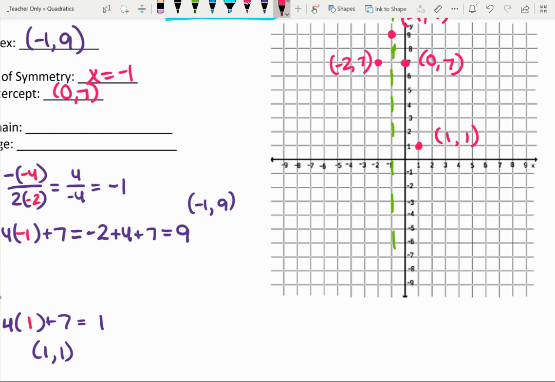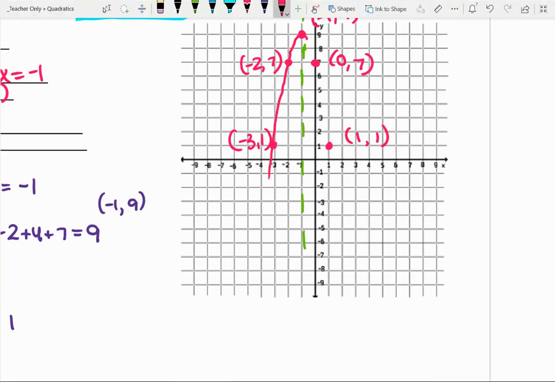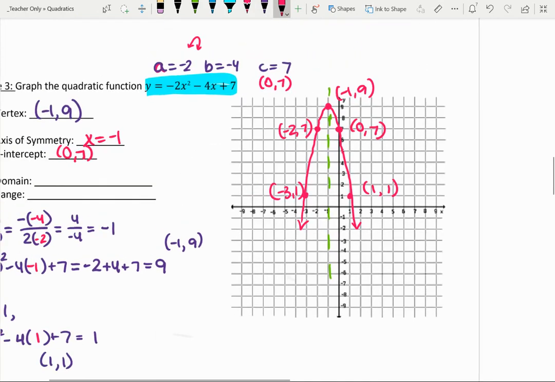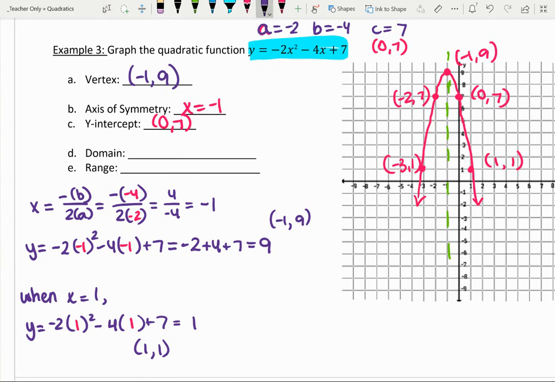So 2 units to the right is (1, 1). 2 units to the left is (-3, 1). And so now that I have 5 total points, oh, look, I confirmed it does open down. That's good, right? That's what my A value was. And then again, I have a domain of all real numbers.